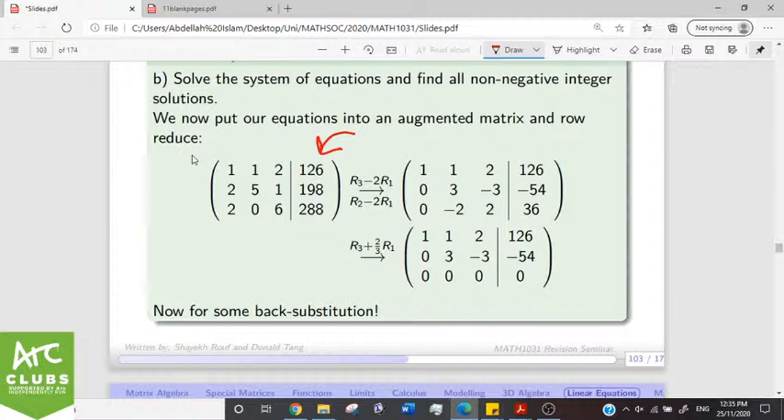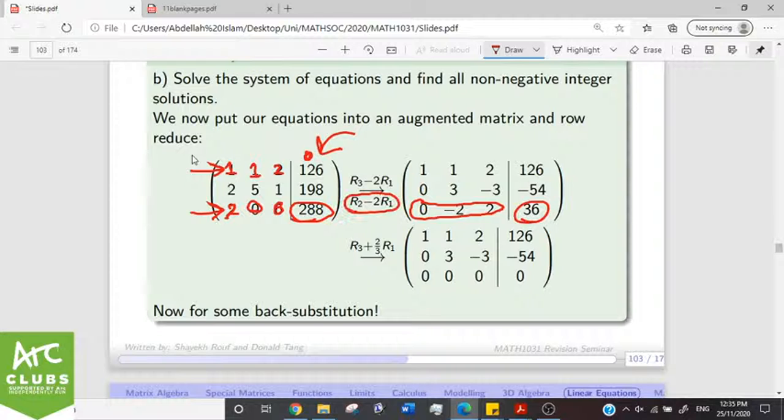So for example here, what we're doing is we're taking row 3 and taking away 2 of row 1. So how do we do this? Well, we take this 2, and we take away 2 times this 1. We take this 0, and we take away 2 times this 1. And we take this 6, and we take away 2 times this 2. And that gives us our new 3 values here. And also we have to do this on the right-hand side. So 288 minus 2 times this 126. And we get that. And then we're also doing this for row 2.